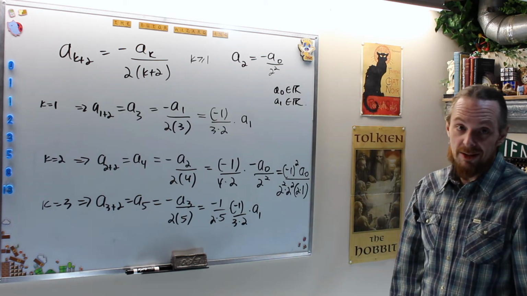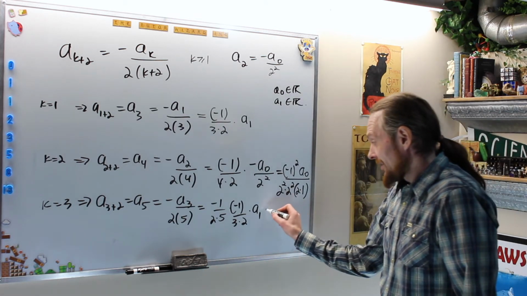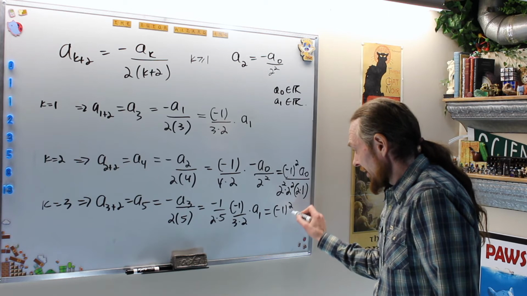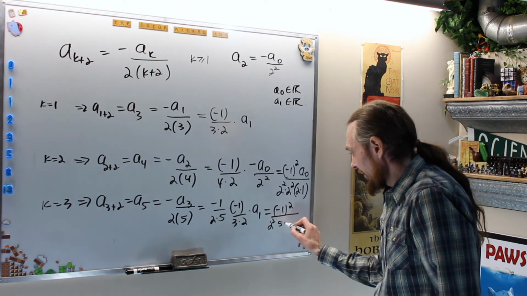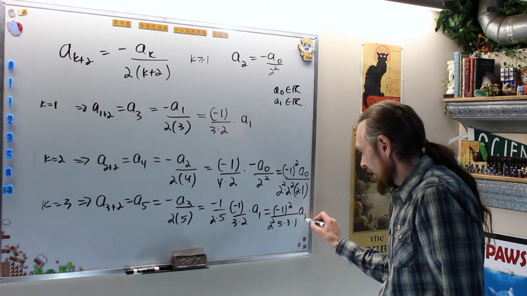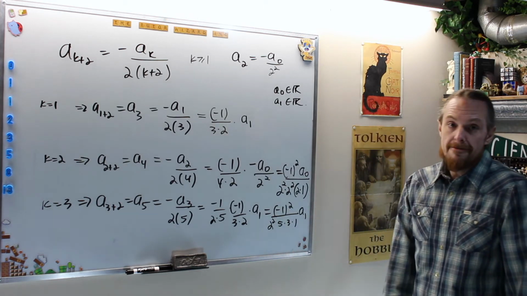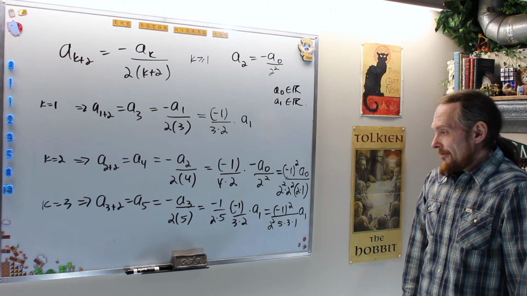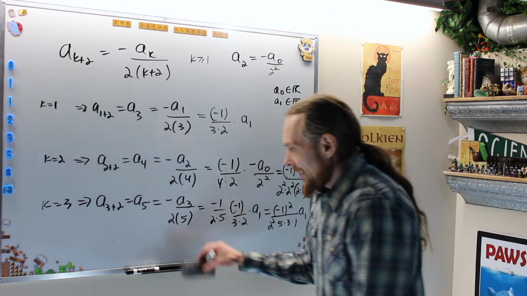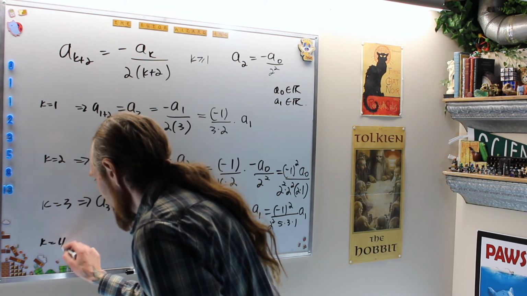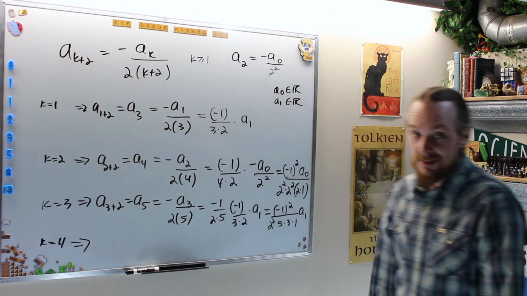This pattern's a little harder to see. Can you see it? This is now -1 squared, 2 squared over 5 times 3 times 1, A1. I see the pattern. Let's do one more. We'll do K equals 4, and then can you see the pattern in both? And then we'll meditate on this. There's a whole lot going on.